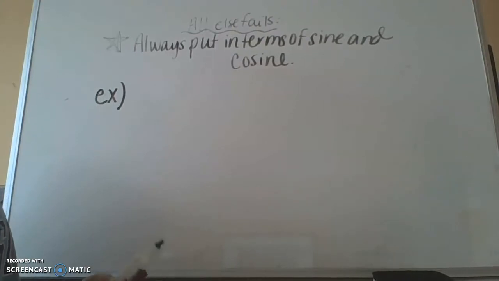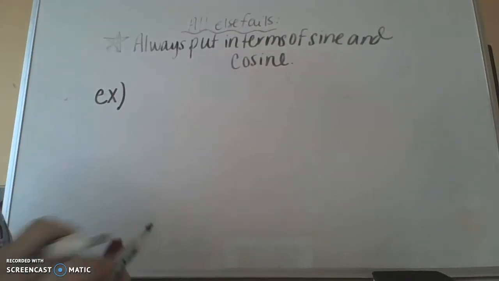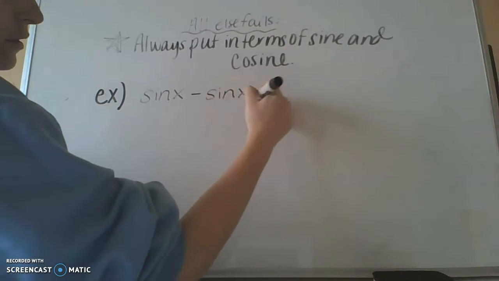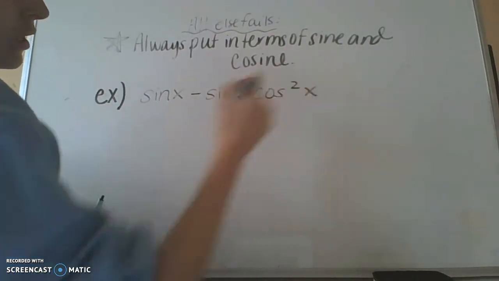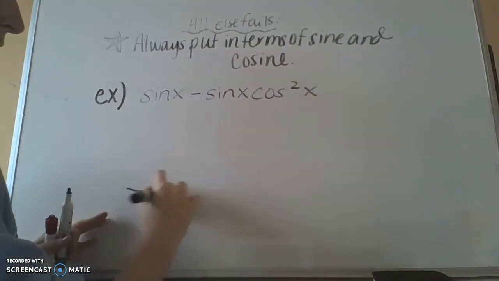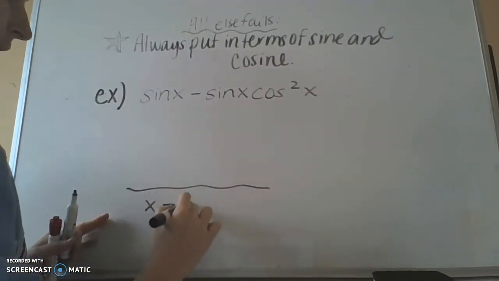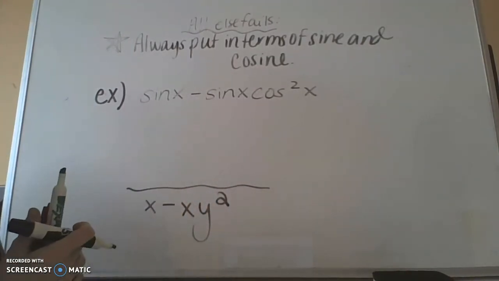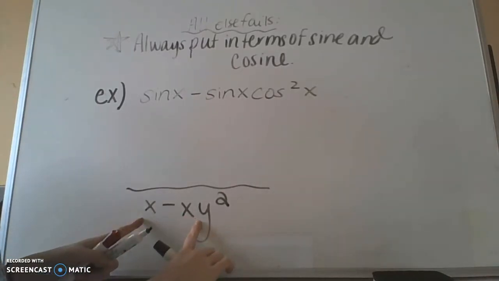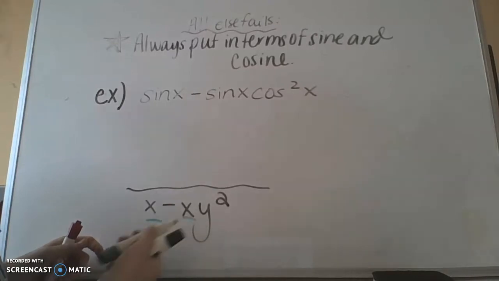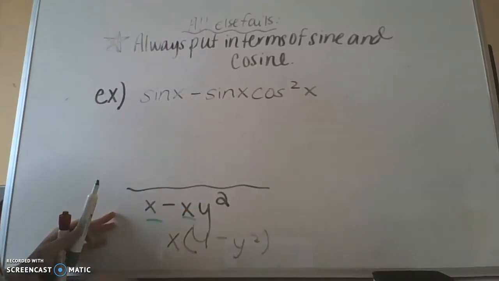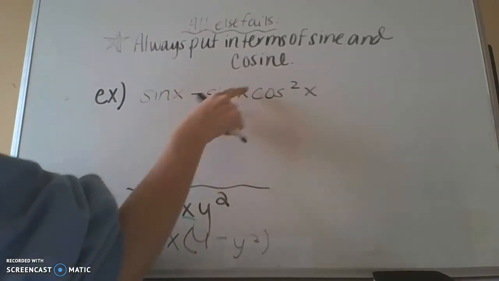Okay. Now, our last example that we're going to look at is sine of x minus sine of x cosine squared x. So for a second, I want to stop here and look. Say, for example, I gave you x minus xy squared and said to factor out anything I could. You would ask what these two have in common. Each term has an x, so I would factor out an x and be left with 1 minus y squared. We are going to do the same thing here, just treat the trig functions as their own variables.